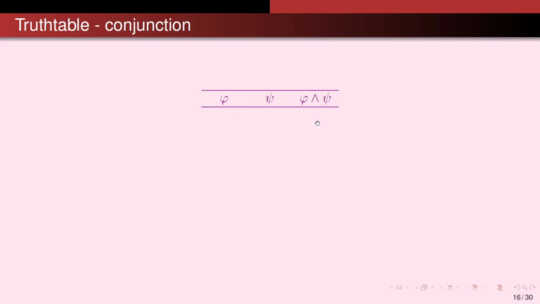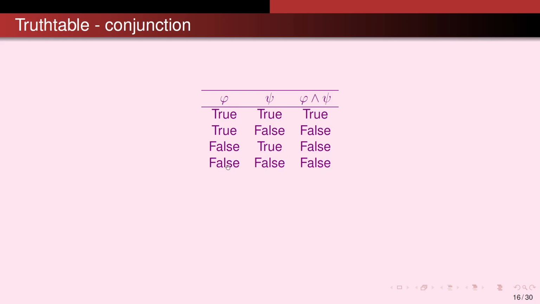Now, if there is a conjunction between two proposition symbols phi and psi, suppose phi is that it is sunny, and psi is that the temperature is 30 degrees centigrade, then phi and psi can be evaluated. If both are true, the conjunction is going to be true. If phi is true and psi is false, the conjunction is going to be false. When phi is false and psi is true, phi and psi is going to be false, and when both are false, phi and psi is false.